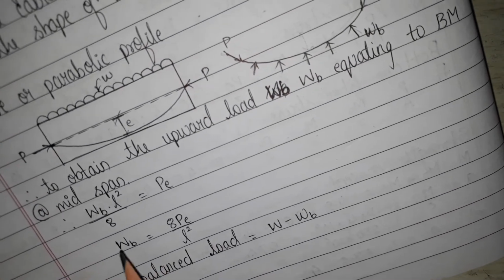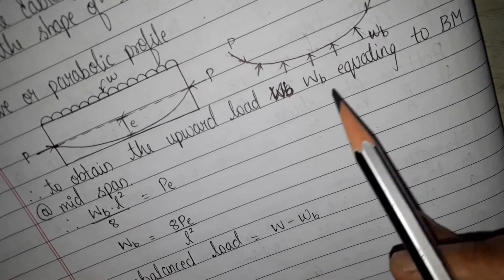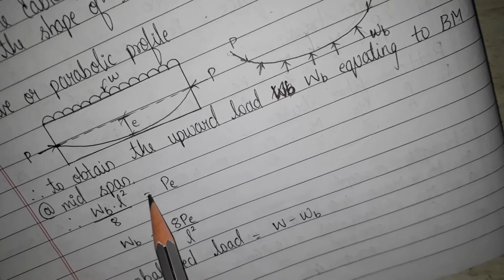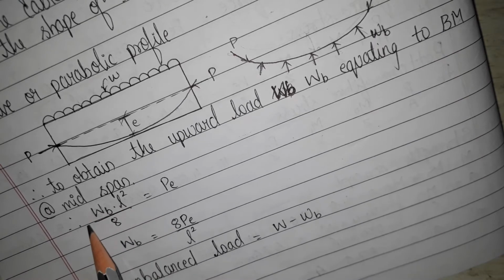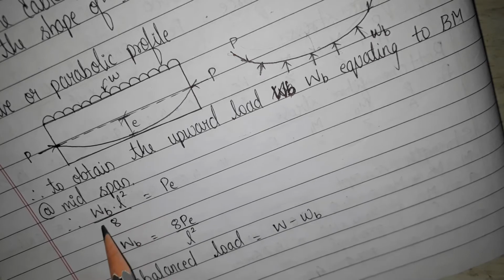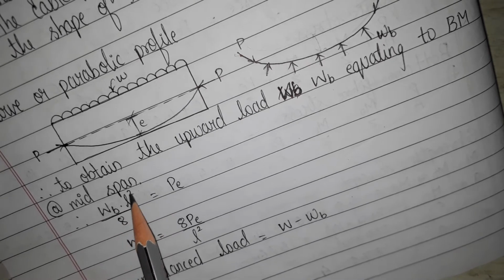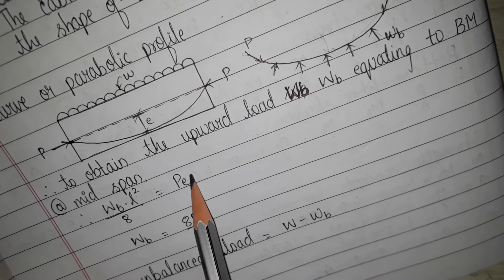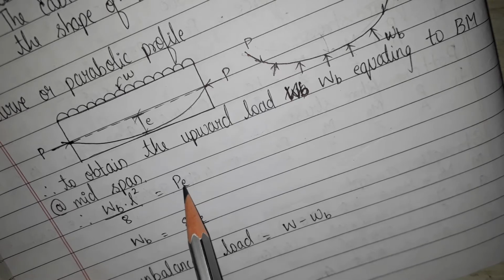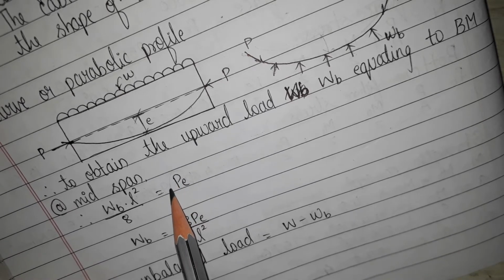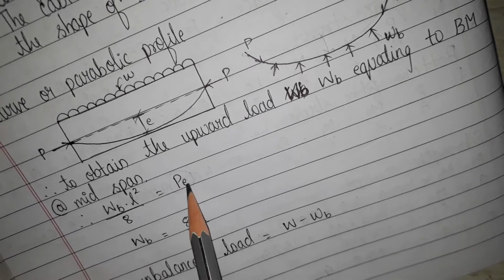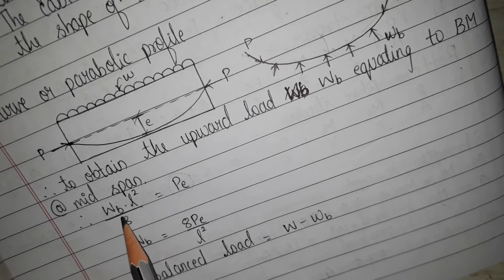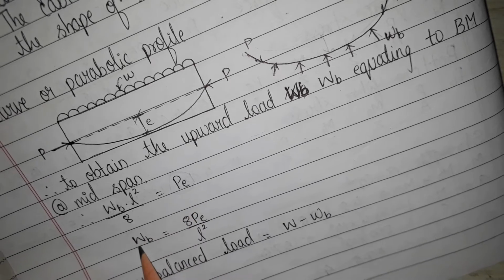To obtain the upward load WB, equate the bending moment at midspan: WB L square by 8 should be equal to P into E. This is the bending moment due to balanced load, WB L square by 8, which should be equal to P into E, the moment due to pre-stress at midspan, force into distance. You have to equate that, and we can easily find out WB, the balanced load required.